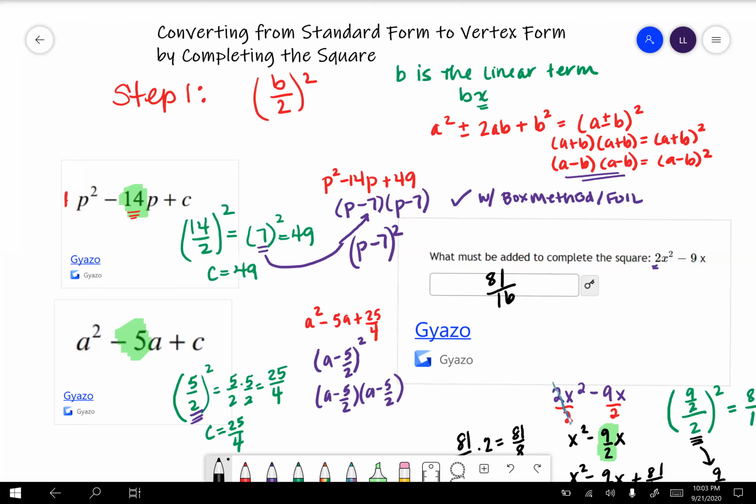Hi, everybody. So in the previous video, we talked about the very first step of completing the square, which is to identify our b divided by 2 and square it. We learned that what we're trying to do is create a perfect square trinomial. That's why we were taking half of b and squaring it. Okay, so let's jump all the way down and try the next step on some problems.